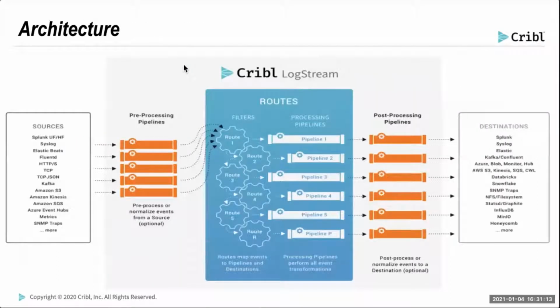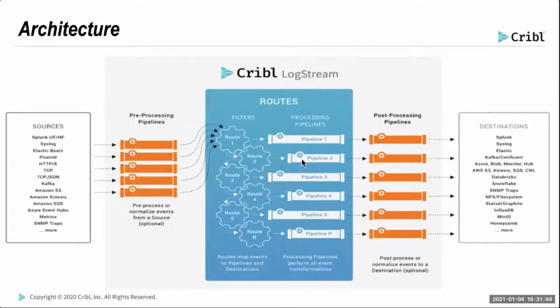Here's a little bit deeper view of the architecture. Basically, on the left, you have the sources. And again, as you've seen earlier from the previous screen, we support multiple sources, namely the big ones, Splunk and Elasticsearch. And not only that, we accept syslog, we can pull data from Kafka, from S3, from Amazon SQS, Kinesis, Microsoft. I mean, the list goes on and on and on.